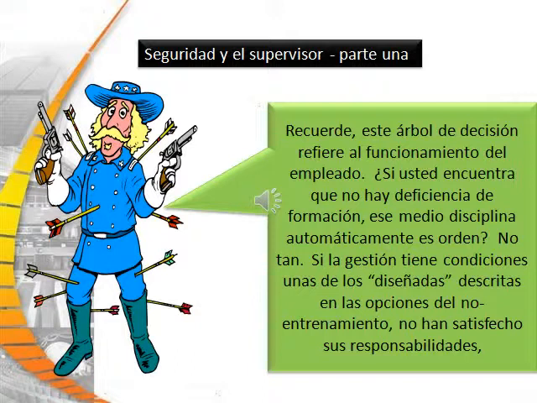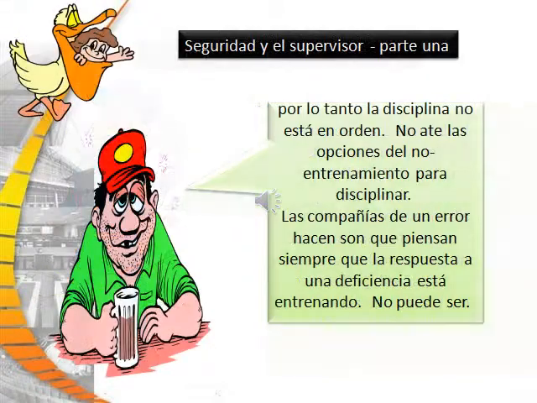If you find there is no skill deficiency, does that automatically mean discipline is in order? Not so. If management has designed any of the conditions described in the non-training options, they have not fulfilled their accountabilities. Therefore, discipline is not in order. Do not tie non-training options to discipline.